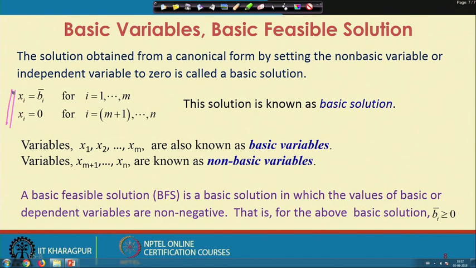So, a basic feasible solution is a basic solution in which the values of the basic or dependent variables are non-negative. In other words, basic feasible solutions are those basic solutions for which bi bar is greater or equal to 0.